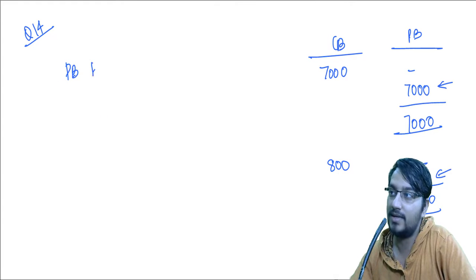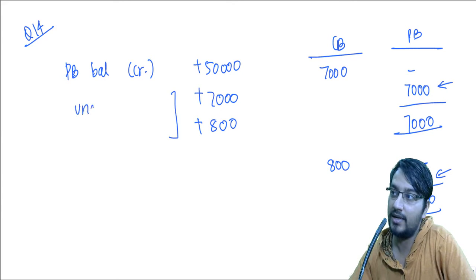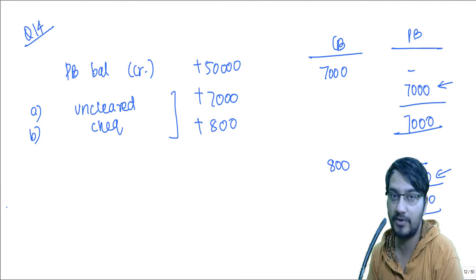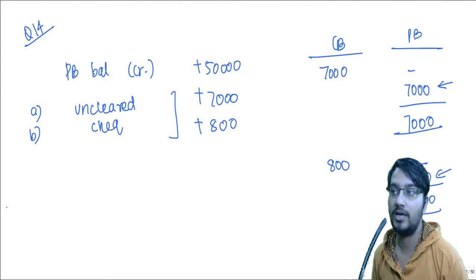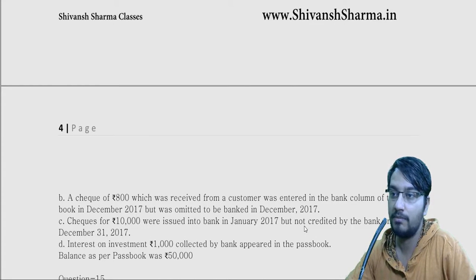So passbook balance, we know favorable, therefore credit balance was 50,000, and we'll just add 7,000 and we'll just add 800. These are uncleared checks, but please mention A and B so that you can show to the examiner that these were two separate transactions. In fact, you have treated them separately as well. You can also show 2000 plus 5000 as well so that you can make your point even more clear to the examiner.